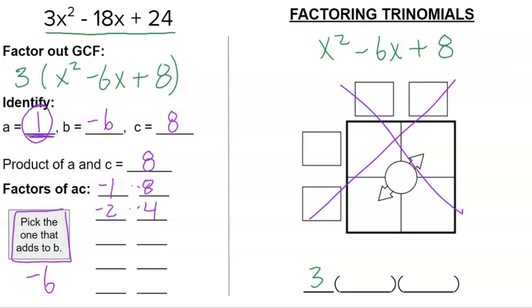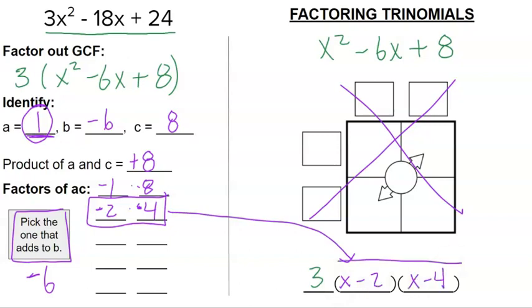And which pair makes -6? That's going to be -2 and -4. Because -2 and -4 multiply to make +8, but they would add to make this -6. So our factors are x minus 2 and x minus 4. So that is how you factor that trinomial.